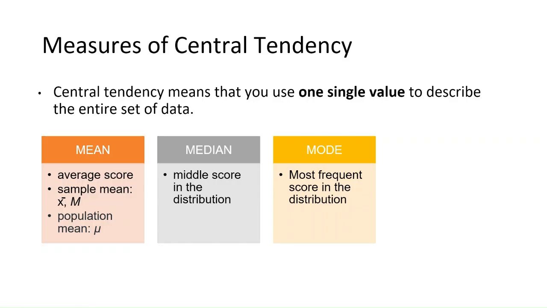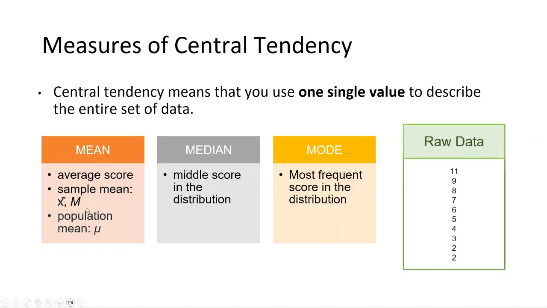If you have one mode, it's called unimodal. If you have two modes, you call it bimodal. More than two modes, we call it multimodal. Even though it's not commonly used in research, it's still important to understand what the mode is, just in case you come across it, okay?